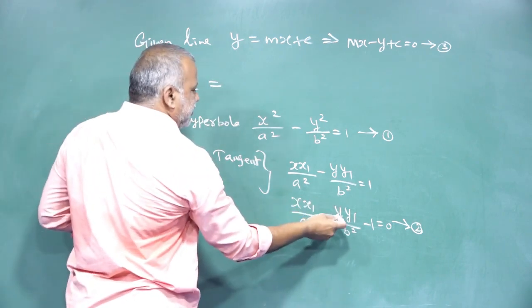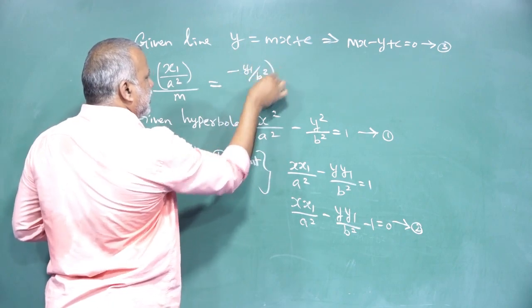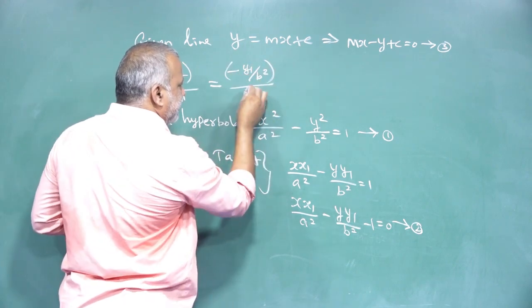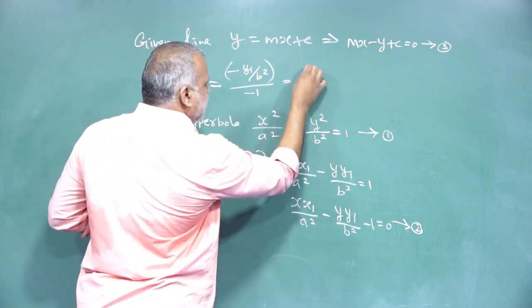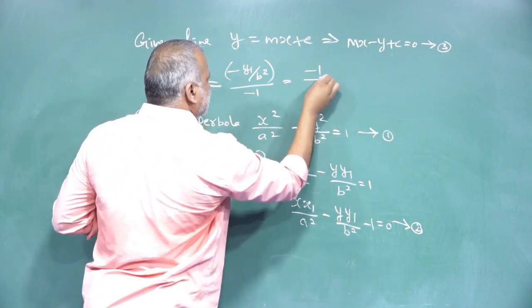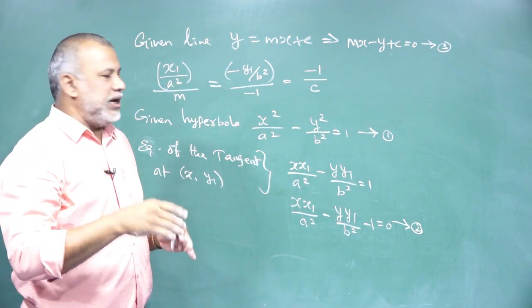Again, what is the coefficient of y here? Minus y1 divided by b squared, divided by the coefficient of y, which is minus 1. Then what is the constant term? Minus 1. Here what is the constant term? C. Same type of explanation, and compare with the ellipse.